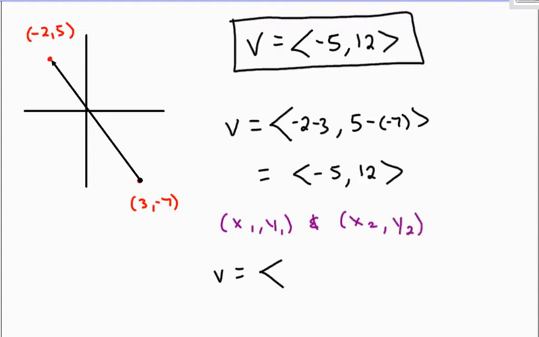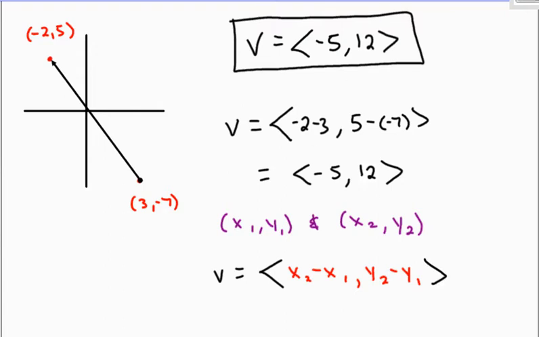All right, then to find the vector, you just find out how far it went left or right. So you take the second x minus the first x. That's your left-right component. Then to find the up-down component, you take the second y minus the first y. And that finds your component form of the vector.